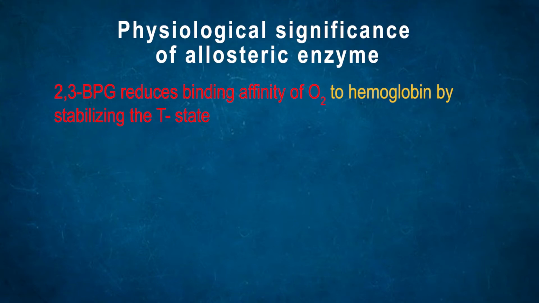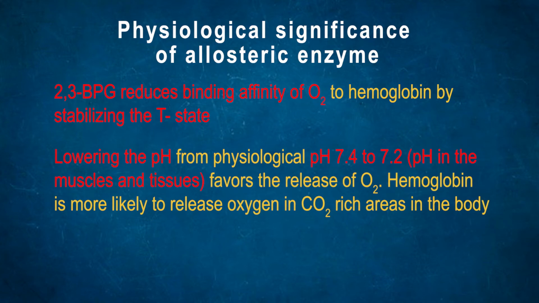2,3-bisphosphoglycerate reduces the binding affinity of oxygen to hemoglobin by stabilizing the T state. Lowering the pH from the physiological pH 7.4 to 7.2, that is the pH in muscles and tissues, favors the release of oxygen from the hemoglobin. So, hemoglobin is more likely to release oxygen when it finds more and more carbon dioxide in the metabolizing tissues in the body.